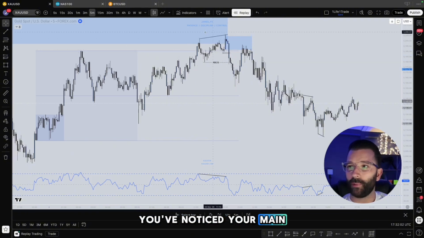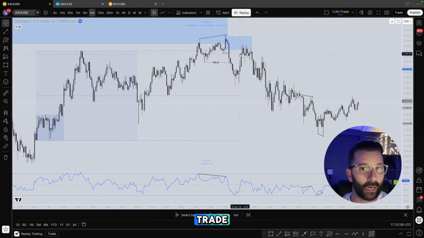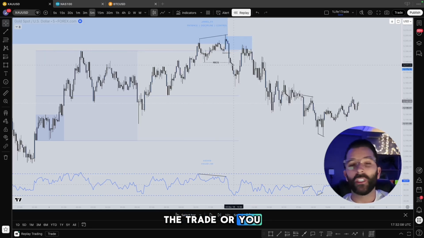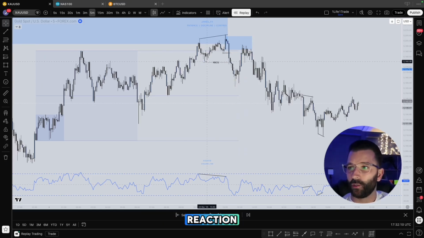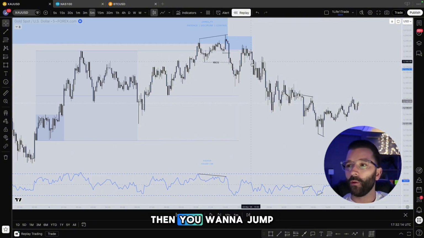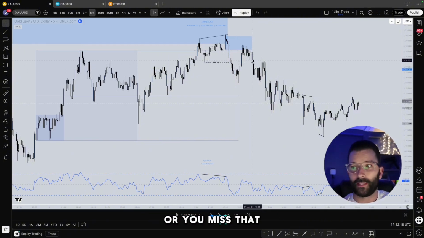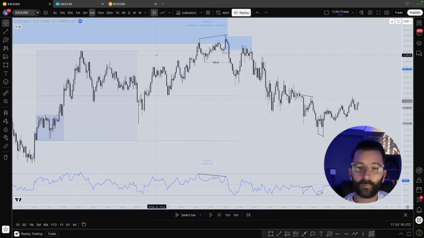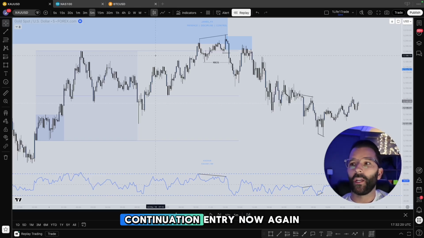You've noticed your main POI, you've noticed your main 5 minute divergence, but you missed the trade. Let's say you missed the trade, or you're still not sure, you want to see another reaction, you want to see a relative break of structure into your POI, then you want to jump in on the trade. Or you missed that trade and you want to jump in again. This is a good continuation entry.